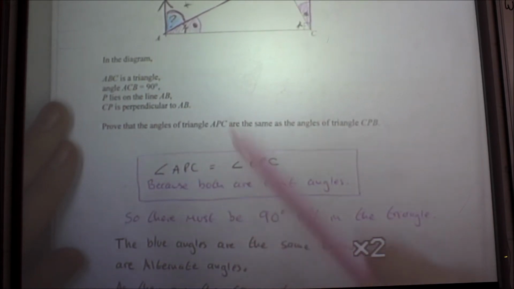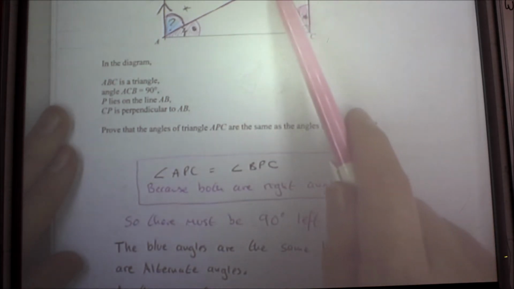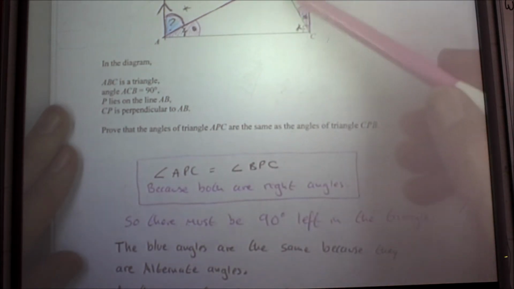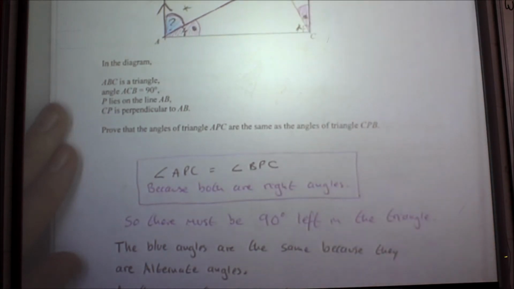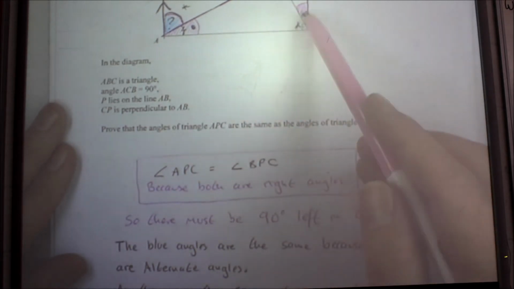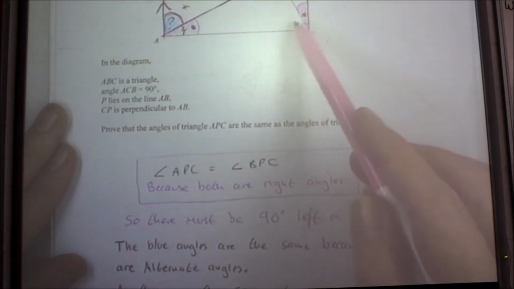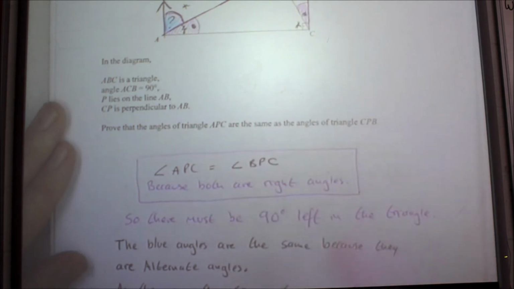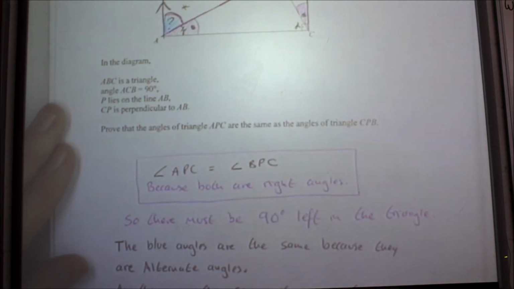Angle APC, so that's that angle in there, and BPC, that angle in there, are both right angles. So those angles are both exactly the same. So that means there must be 90 degrees left in the triangle. So that means that one and that one must add up to 90, and that must add up to 90. The blue angles are the same because they're alternate angles. So that and that must be the same.